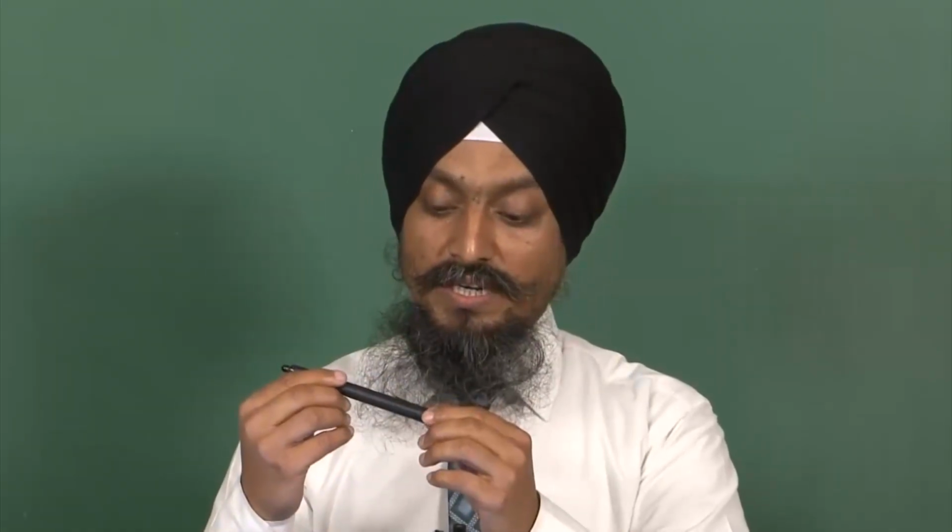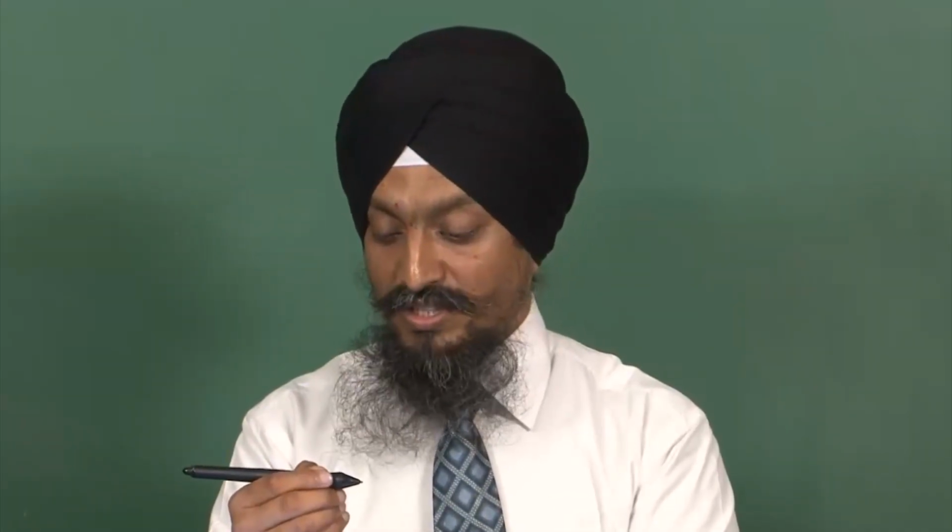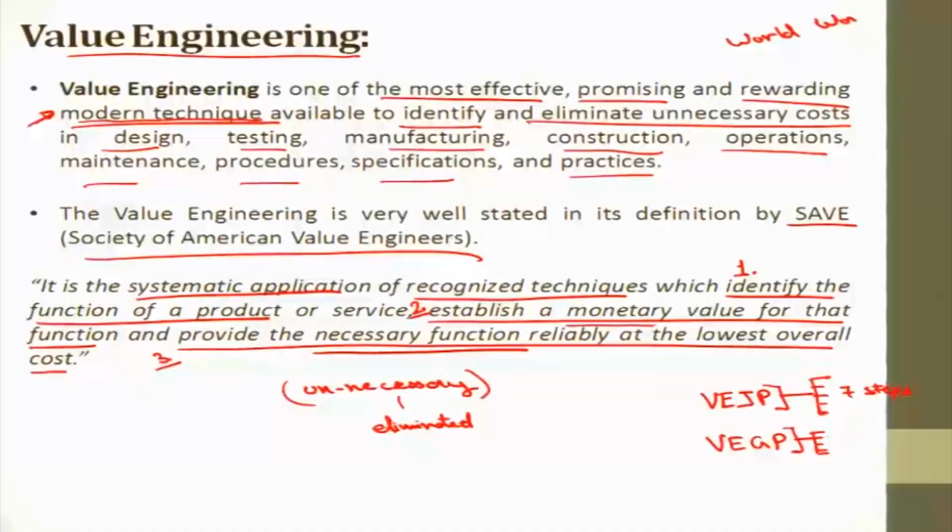So we have electronics, we have electronic integrated circuits in this stylus. So what is the cost of that? So this is kind of an active stylus. The cost may be from 20,000 to 25,000. So is 25,000 worth it for this pen? So we establish a monetary value.